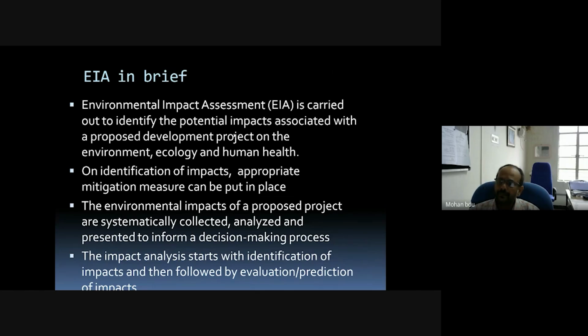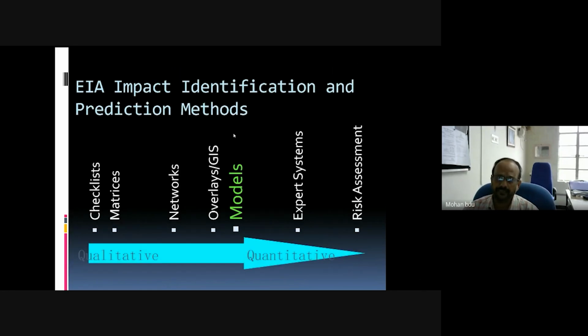They are then presented in a more understandable manner to the decision-making authority or committee which decides on the environmental clearance or environmental governance. So in the process, the identification of the impacts, or the likely impacts, is predicted by various methods.